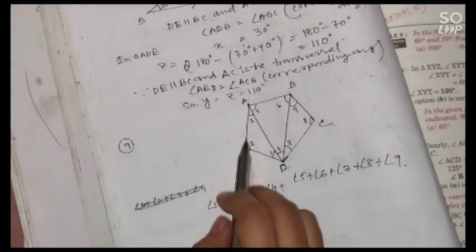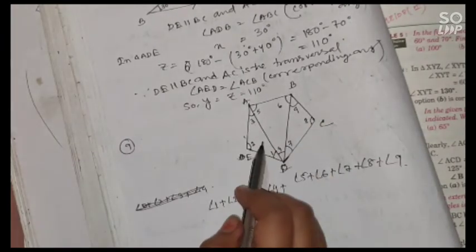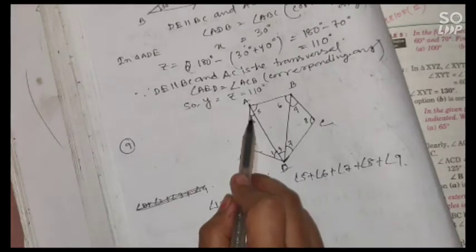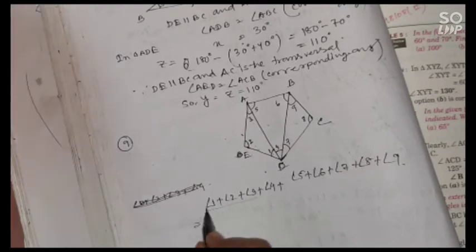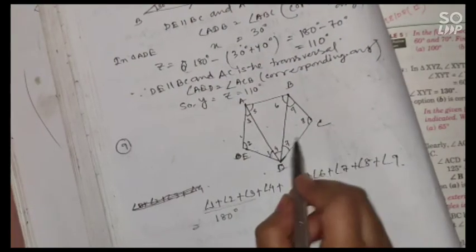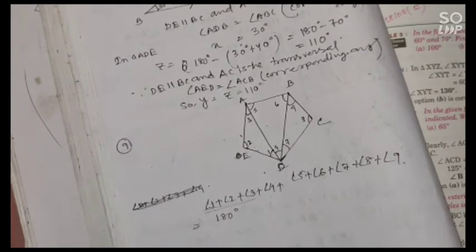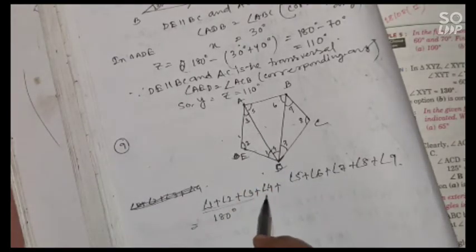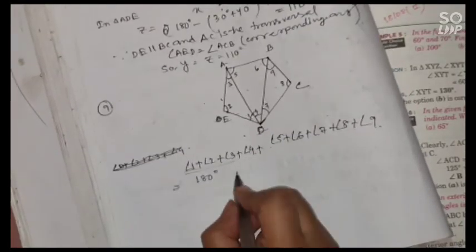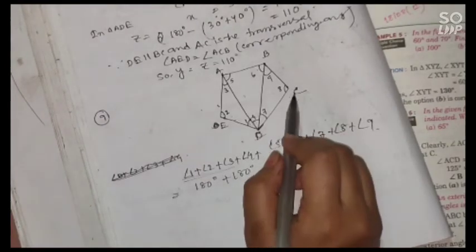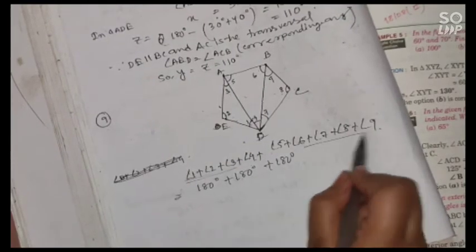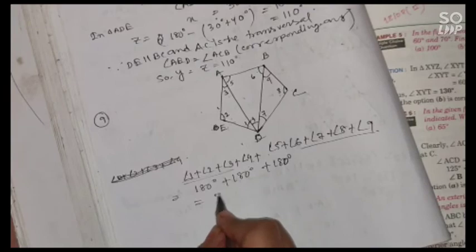So first of all, look at this figure. This figure is divided into some triangles, and from triangle ADE we can see that angle 1 plus angle 2 plus angle 3 equals 180 degrees. So from this we can write here 180. Similarly, because the sum of three angles of a triangle is 180, angle 4 plus angle 5 plus angle 6 is 180 degrees. Similarly, angle 7 plus angle 8 plus angle 9 is 180 degrees. So this value will be 540 degrees. This will be the answer. Okay.